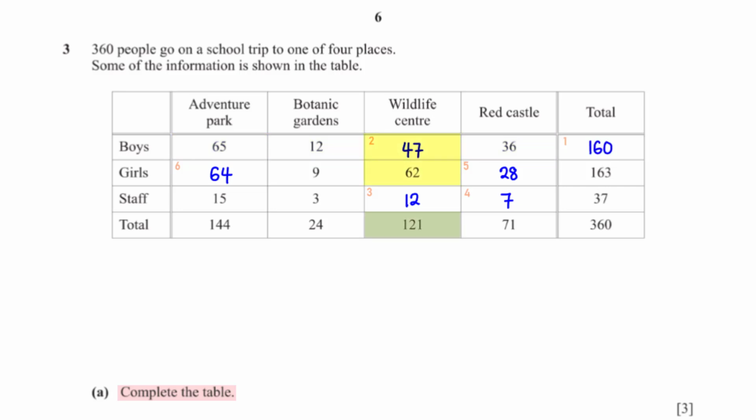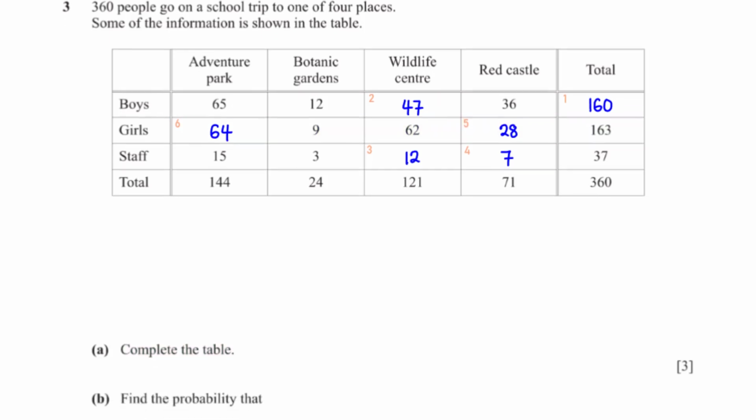When we subtract the sum of 47 and 62 from 121, we get this value to be 12. When we subtract the sum of 15, 3 and 12 from 37, we get this value to be 7. When we subtract the sum of 36 and 7 from 71, we get this value to be 28. When we subtract the sum of 9, 62 and 28 from 163, we get this value to be 64.